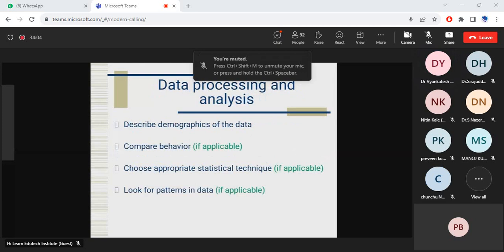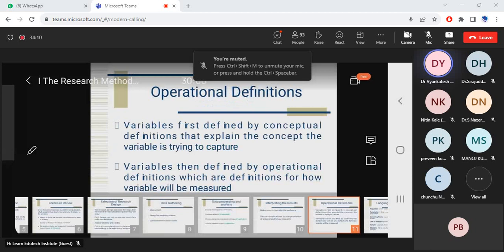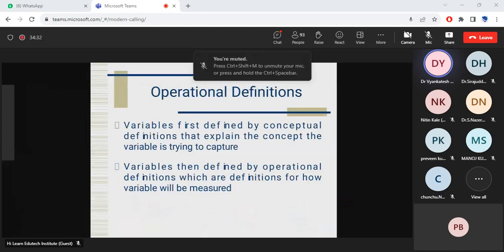Operational definitions. Variables are first defined by conceptual definitions, which explain the concept the variable is trying to capture. Variables are then defined in operational definitions, which are definitions of how the variable can be measured. So according to their definitions, their operational values, and their operational measurements, we need to figure it out.